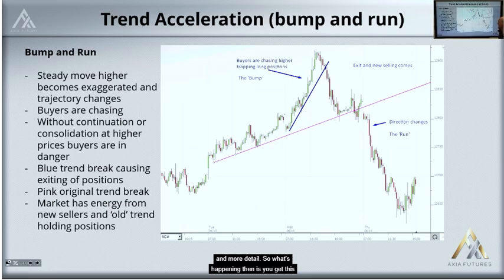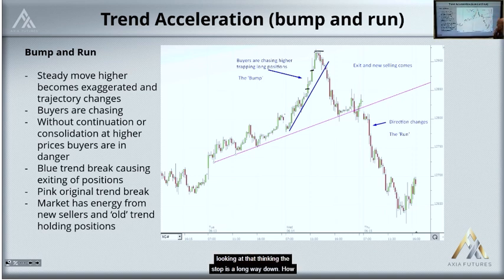So what's happening then is you get this steady move higher that then becomes exaggerated. So you get this steady move here and then an exaggerated move higher. And this is what you call a bump up. Buyers chase and chase and chase. What needs to happen? Imagine that you've bought this and you've chased and you've bought here and here and here, for example. Think about where the stop is on this.